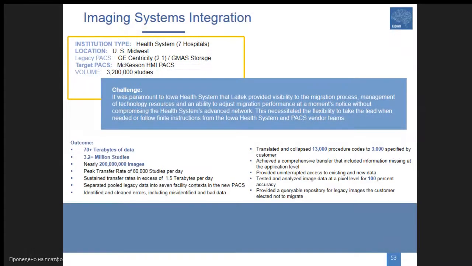The best examples exist in the descriptions online. This is the description from the company which supports data PACS replacement. And the example of one hospital in United States, there was a transition from GE to McKesson PACS with a volume of 3,002,100 studies.